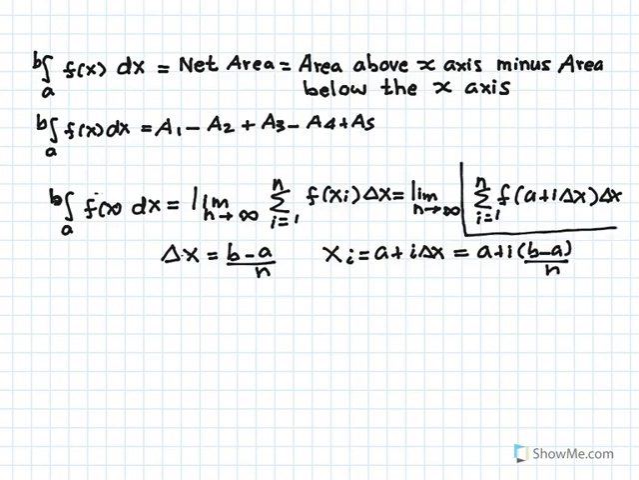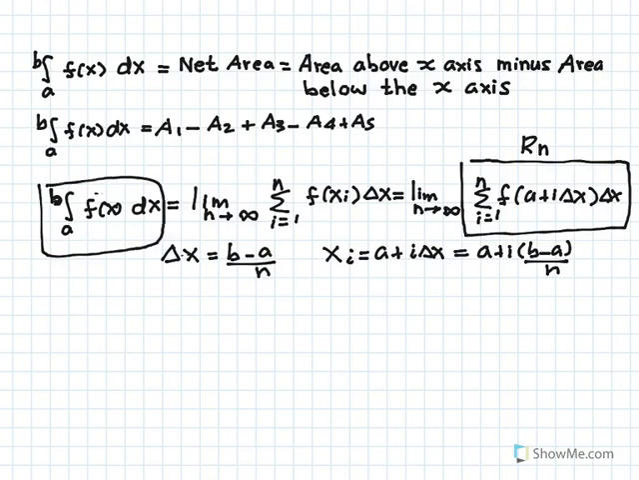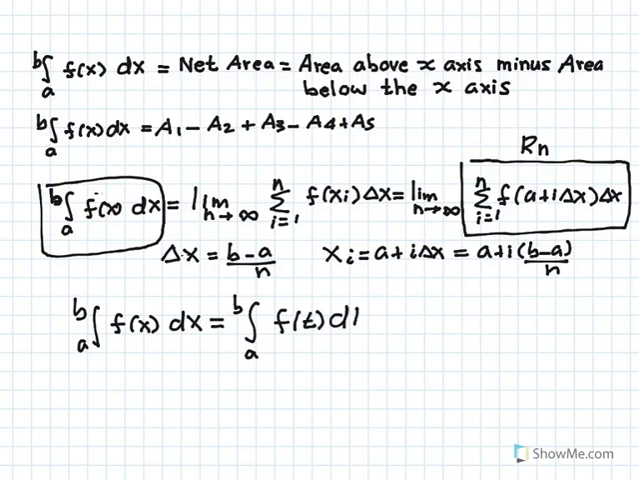This part here is the Riemann sum. This is the right-hand point. When we take the limit of this right-hand sum, we get the definite integral from a to b of f of x dx. All right, the definite integral is a number, so it doesn't matter which variable of integration you use. The integral from a to b of f of x dx is equal to the integral from a to b of f of t dt is equal to the integral from a to b of f of u du.